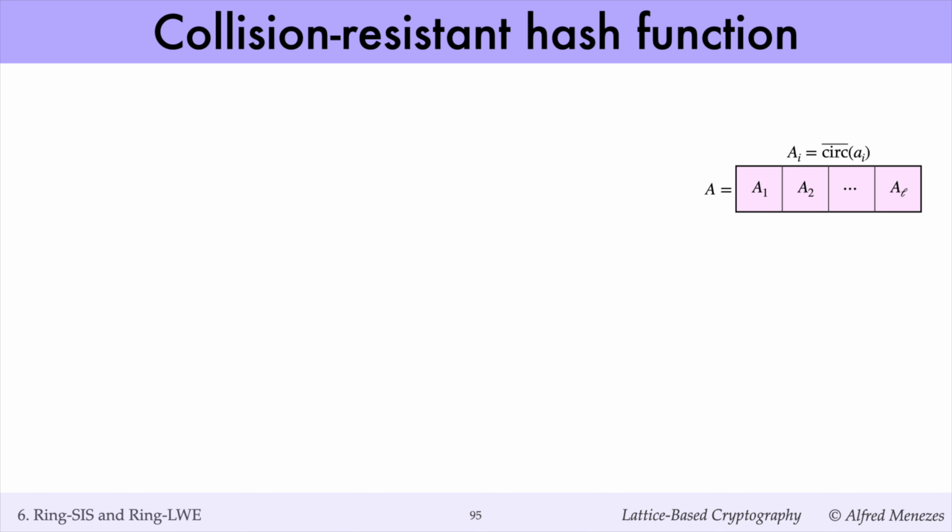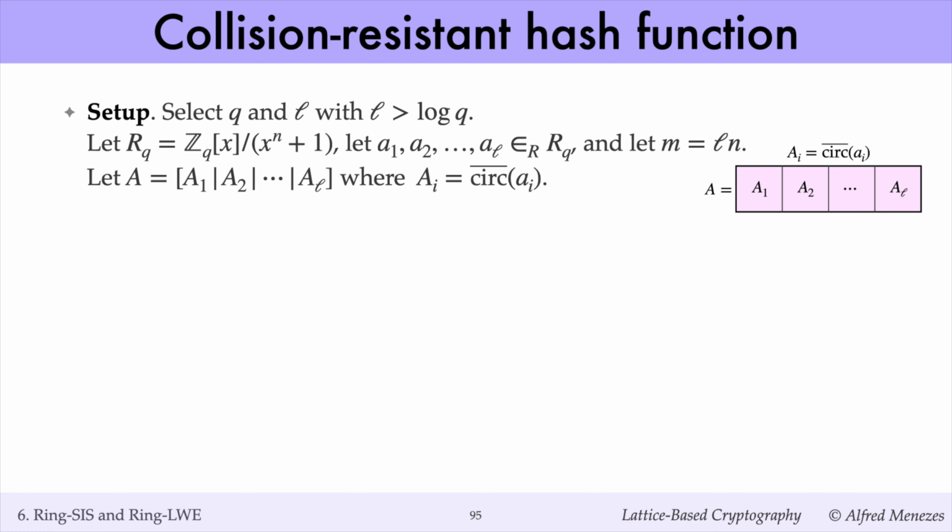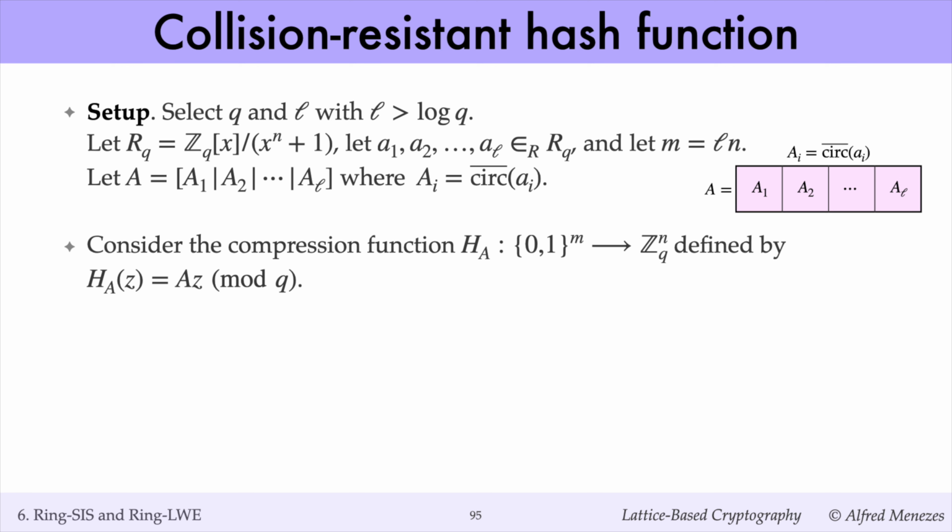I'll next define a hash function which can be proven to be collision resistant under the assumption that Ring-SIS is hard. Let Q be a prime and let L be greater than log Q. A1, A2 up to AL are randomly selected polynomials, and let M be L times N. A is the n by m matrix formed by concatenating the anti-circulant matrices corresponding to the polynomials A1, A2 up to AL. The hash function HA maps a binary string Z of length m to the vector A times Z modulo Q.